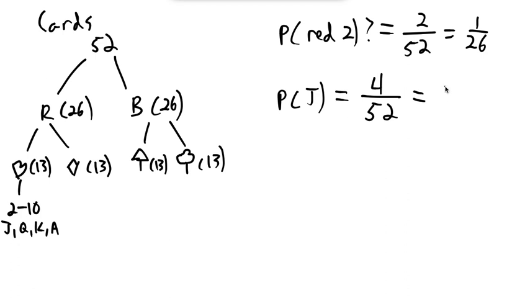That becomes 1 in 13. And then what about if we were looking for the probability of pulling a diamond? Well, how many diamonds are there? There are 13. How many total cards do we have? There are 52. So the probability of pulling a diamond is 13 diamonds we can pull out of the 52 total cards, where this becomes 1/4.